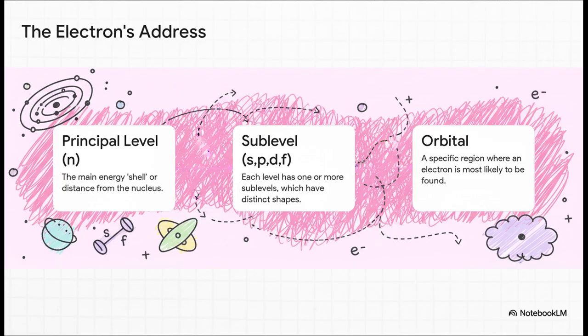Then, within each level, you have sublevels, which we call S, P, D, and F. These are like the streets. And finally, on those streets, you have orbitals. These are the specific houses where an electron can be found.